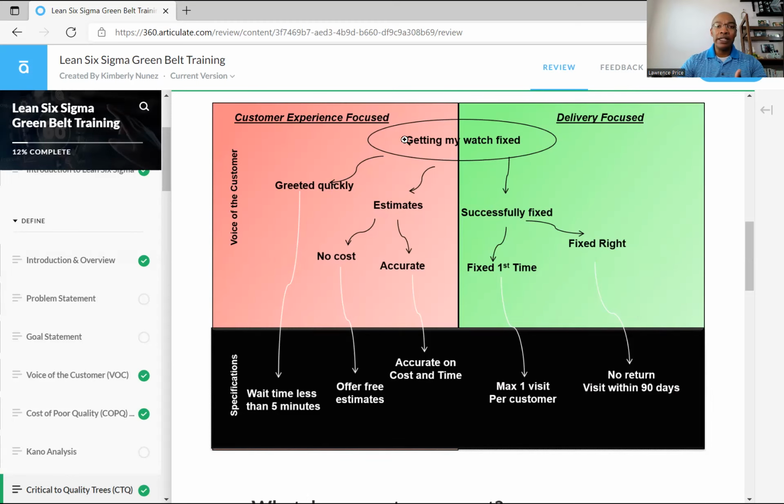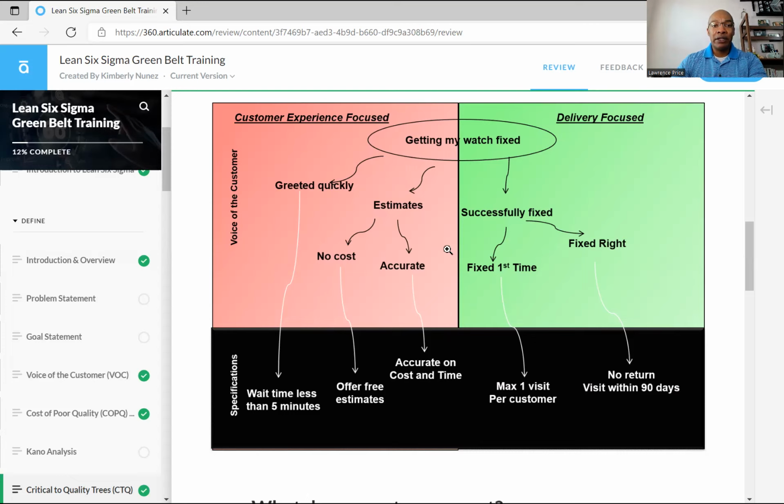So in this example, getting my watch fixed, the things that the customer is potentially describing are really around their customer experience, and then also a second part over here around delivery and what that feels like. In the customer experience piece, let's say you're talking to customers, and they're saying, hey, I want to make sure that I'm greeted quickly. I want estimates that are no cost. I want estimates that are accurate. From a delivery perspective, they're like, I really just want my watch to be successfully fixed. I want it fixed the first time that I go into the store. And I definitely want it fixed right.